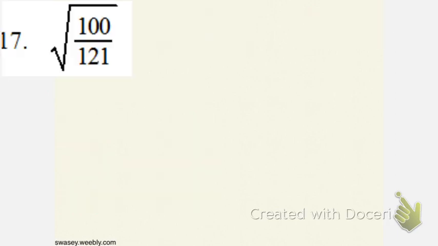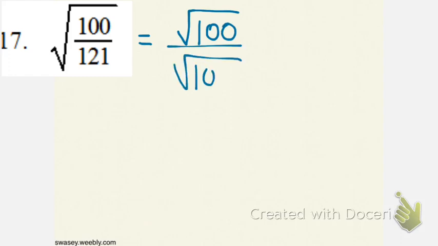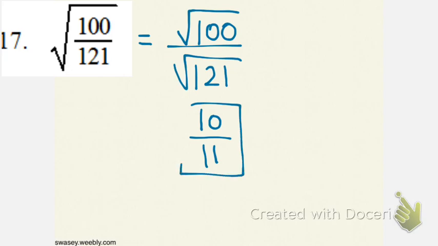We've got the square root of 100 over the square root of 121. If it helps you, you can rewrite it as square root of 100 over square root of 121. So you get 10 over 11. That won't simplify any, so you're done.